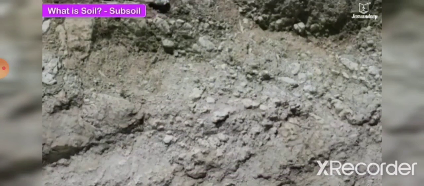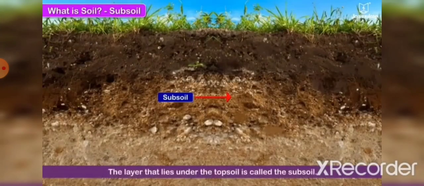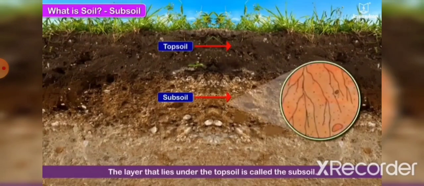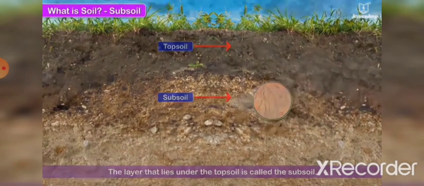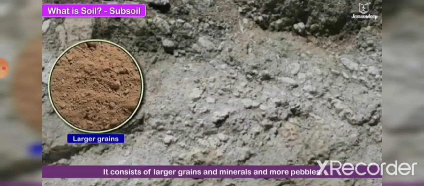Second, what is the subsoil? S-U-B, sub, S-O-I-L, soil, subsoil. The layer that lies under the topsoil is called the subsoil. Subsoil contains larger grains and minerals and more pebbles.